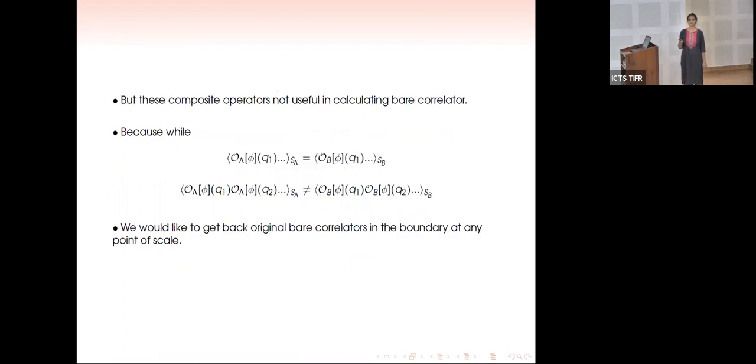But this is not suitable for this purpose. Because if one inserts the composite operator only one time and finds the correlators, that can give back correlators of the Bare action. But if you consider more than one insertion, that cannot give back the Bare action. So here we would always like to get back the original Bare correlators in the boundary at any point of scale. So for that we have to find a suitable quantity which can give back these correlators all the time.